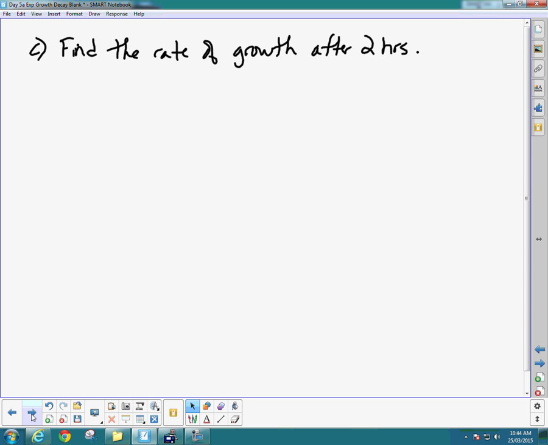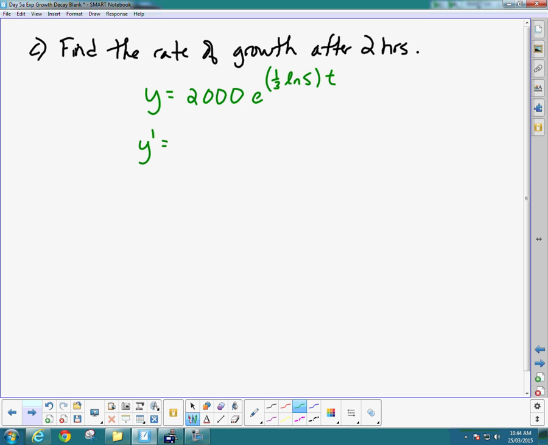That's the calculus. So I know that the rate of change is the slope of the tangent, which is the derivative. So we have our function which describes how many bacteria are there: 2,000 e to the 1/3 ln 5 to the t. But if I want to know how fast it's going, I'm going to differentiate it and find y prime.